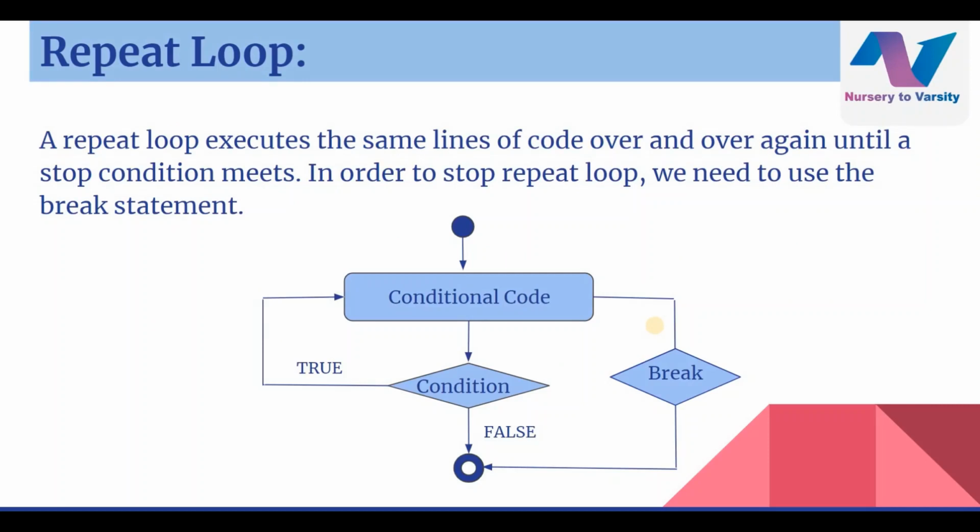So what is a loop? A loop is a series in which its end is connected to its beginning. So wherever it starts, it ends over there only. But we need something to break our loop to come out of the loop. So we have some conditional statements because of which we can come out of the loop or stop the loop, right? A repeat loop executes the same line of code over and over again until a stop condition is met. So we need a stop condition that will let the loop stop.